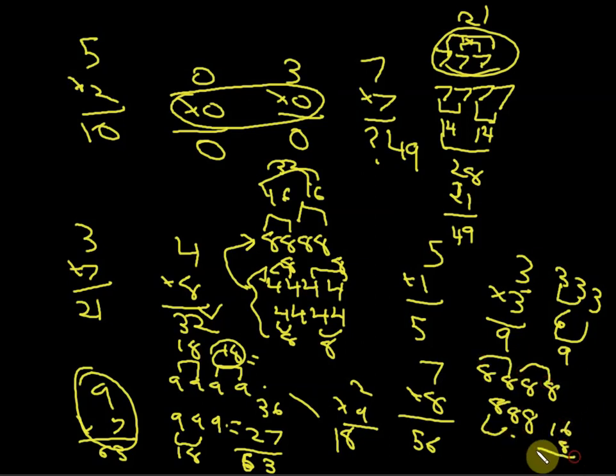So 16 and 8 is 24, right? And then we have 16. 16 and 16 is 32. So what's 32 and 24? 32 and 24 is 56. Right, and so I have 3 more problems for you guys.